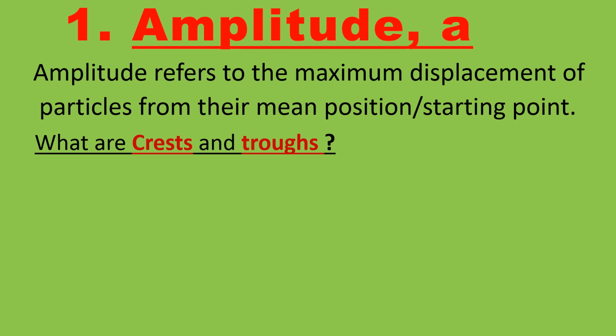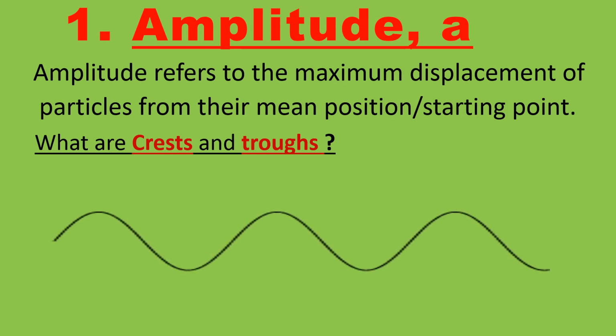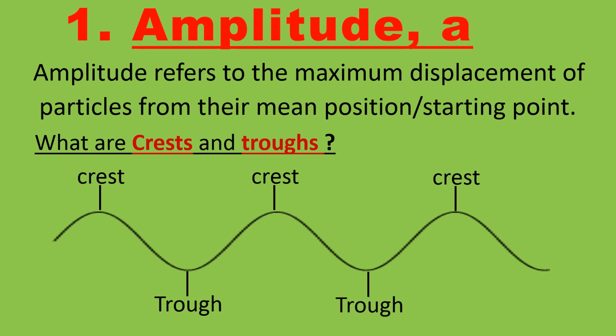A crest is the highest point on a transverse wave. This can be shown on this wave, the maximum point, that is a crest. We can show as many points as possible. That's our second, and this is our third crest. A trough, on the other side, is the lowest point on a transverse wave. So we can show that is a trough, and this is a trough. And if this wave is continued, we can show as many troughs and as many crests as possible.